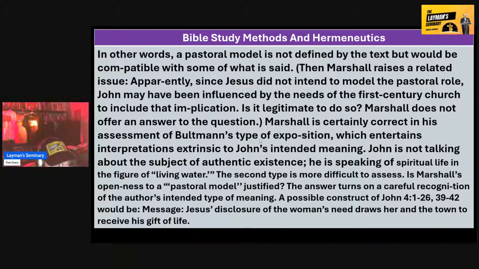The answer turns on a careful recognition of the author's intended type of meaning. A possible construct of John 4 would be message. So this is his message. This is his method, guys. He's summarizing his understanding of John 4. Message. Okay. Jesus' disclosure of the woman's need draws her and the town to receive his gift of life. Okay, that's the message.